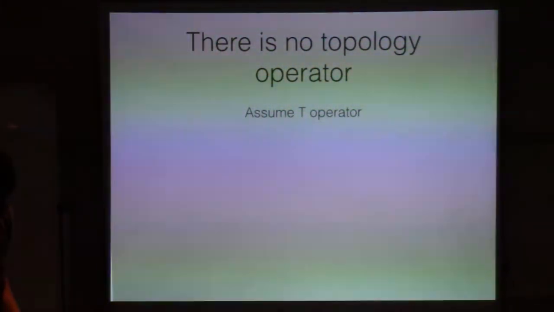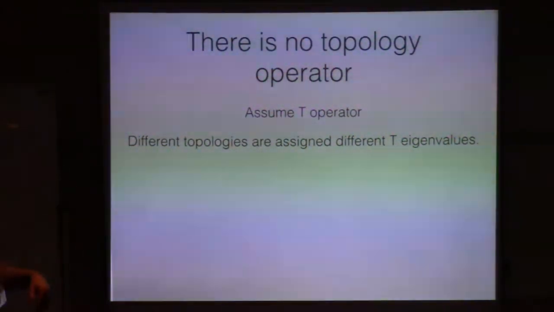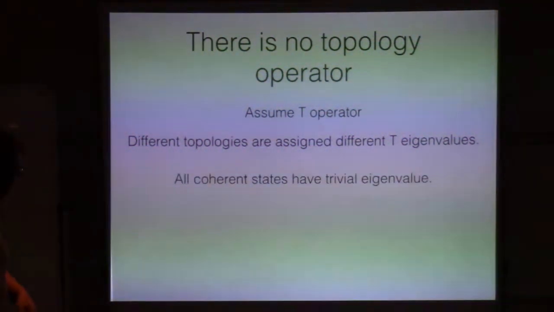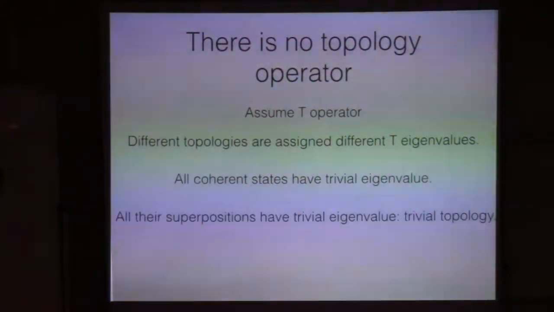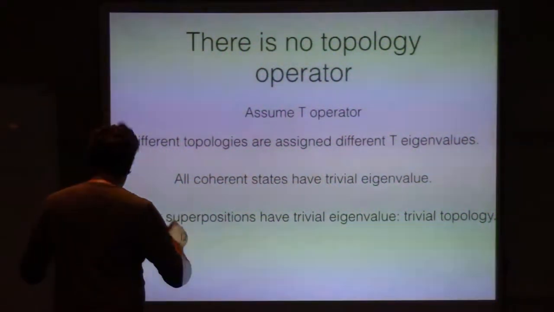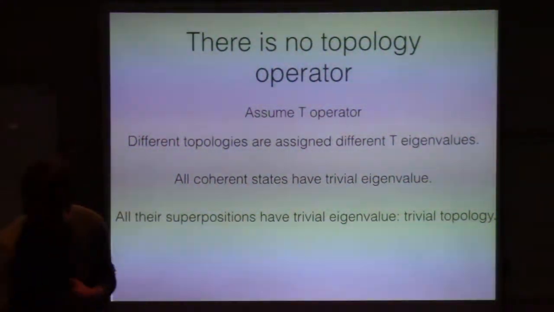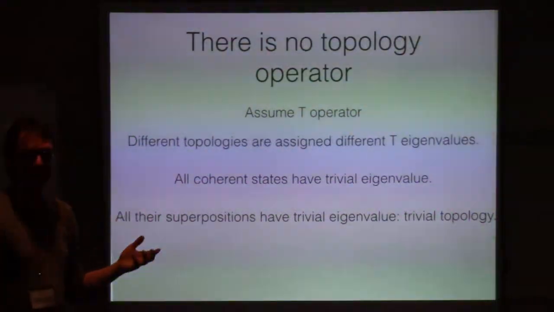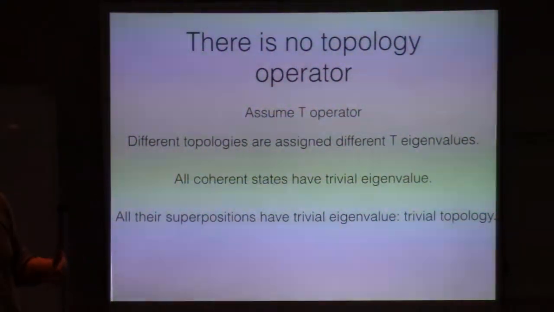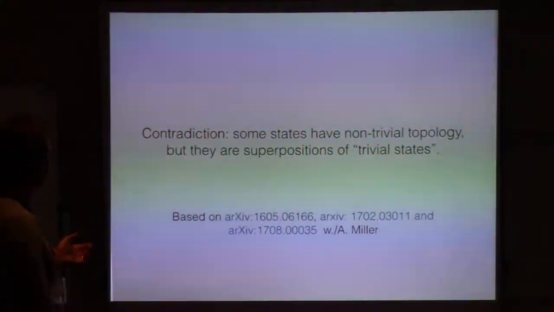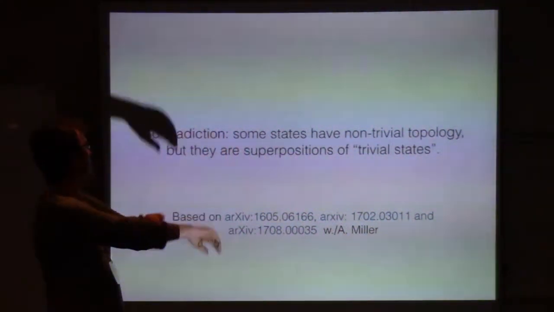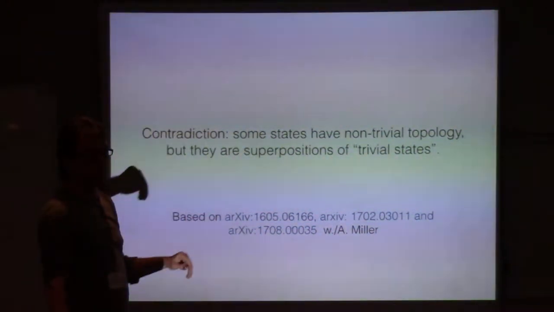You assume that it exists, then different topologies should be assigned different T eigenvalues. All coherent states should have the trivial eigenvalue because they all look like classical configurations. And then all their superpositions have trivial eigenvalue because if I take a topology operator and I superpose states that have some fixed eigenvalue, their superposition has the same eigenvalue. And then the point is that because the coherent states are overcomplete, I get a contradiction. Some states that are these band states have non-trivial topology, but they are superpositions of trivial states.